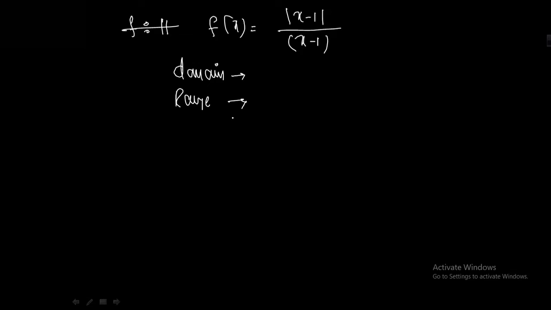স্যার ডোমেন তো R minus 1. Perfect. Domain is R minus 1. Perfect. And the range?